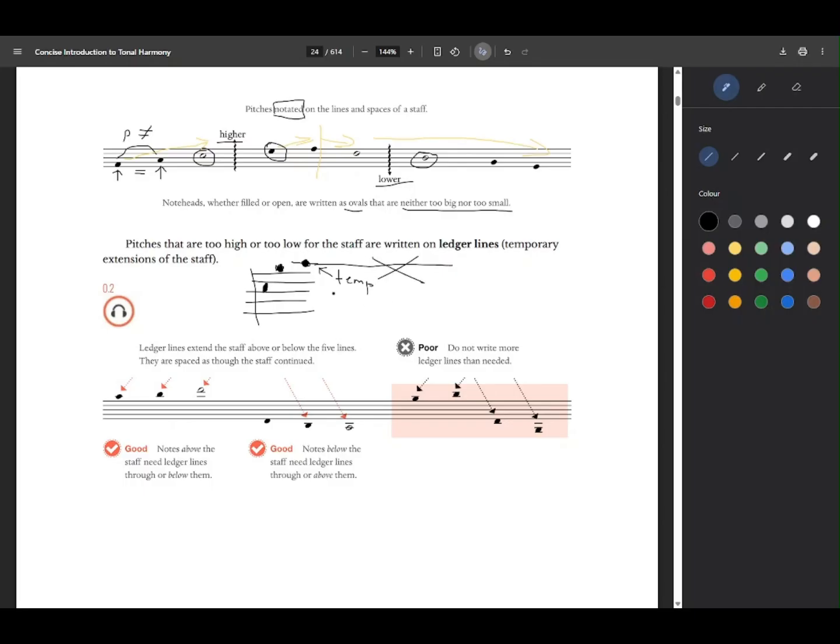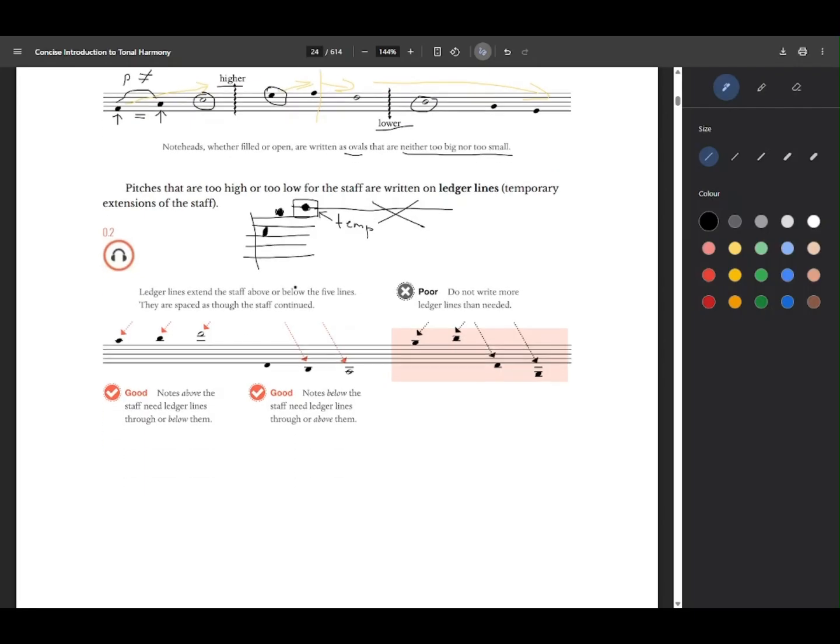We don't need to do that. It's temporary. So just this little line here. And we can see some examples as we go down here. These are some good examples of ledger lines above. Here's our staff with our 5 lines, and we need to go above our 5 lines. So we're adding this small line which we can indicate this note on. And we call that the ledger line, as we see up here.